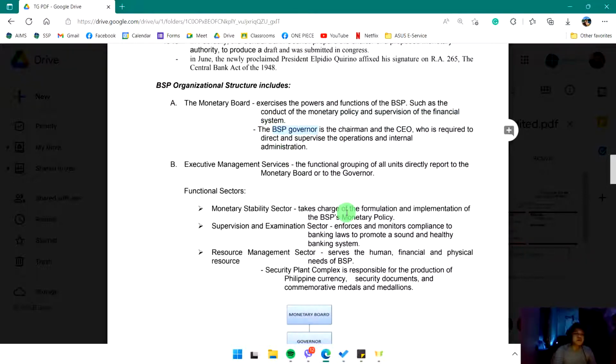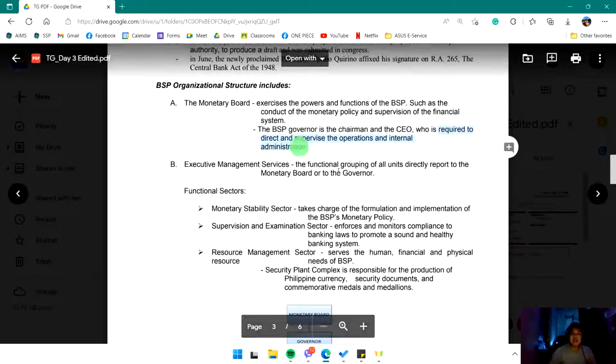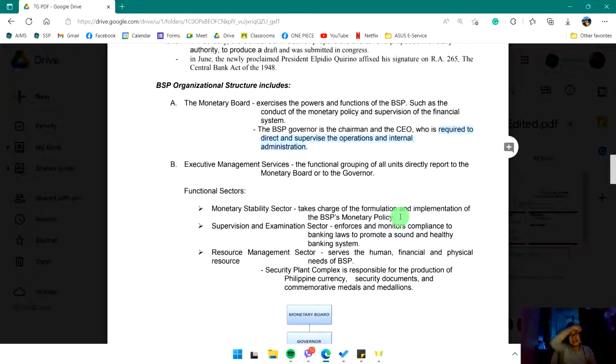Siya po ang BSP governor natin. He or she acts as the CEO of a traditional company. At siya, ang BSP governor, ang counterpart sa BSP org chart or org structure natin. And since sila yung parang pinaka-executive officer or pinaka-leader, they are required to direct and supervise the operations and internal administration.